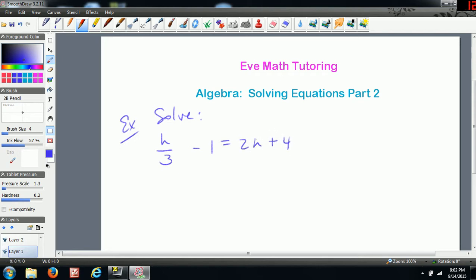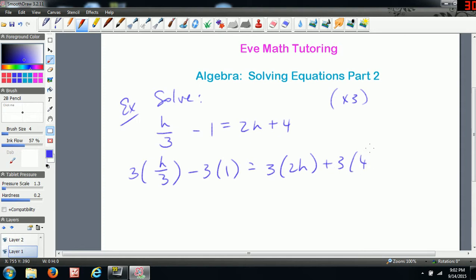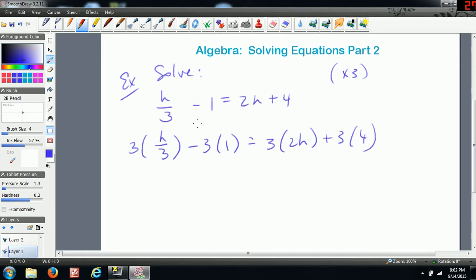So this could have said solve for h, or it could have said solve the equation, or just solve. Now, this one you can go ahead and solve it. You can bring all the variables to one side and all the numbers to the other. However, because there is a fraction, I like to eliminate them right from the beginning. So what we're going to do is multiply everything by 3. And as long as you multiply everything in the equation by 3, you don't actually change the equation. As long as you do the same thing to each one, then you're not changing the equation.